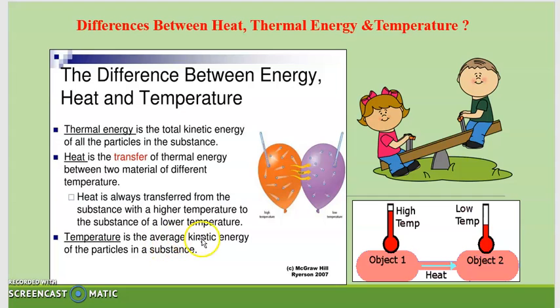Temperature is the average kinetic energy of the particles in the substance. So the only difference is this is average. And also the measurement is different. Heat and thermal energy both have the units calories and joules. For temperature, the measurement units are Fahrenheit, Kelvin, and Celsius.